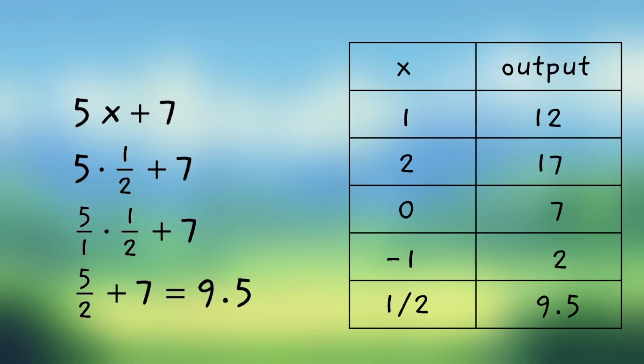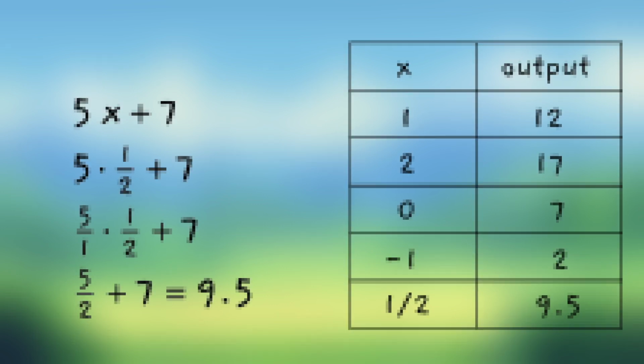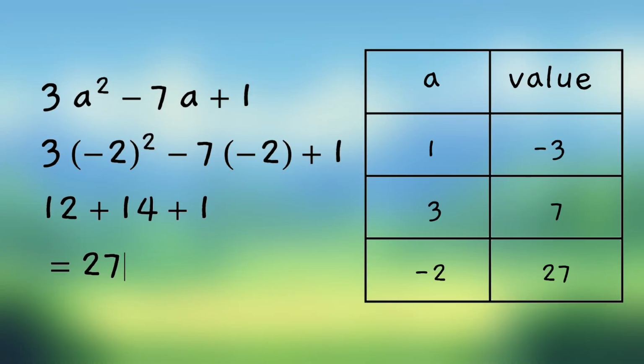So to recap, let's quickly flip through all the algebraic expressions we looked at. The first one was 5x plus 7. It just simply said perform the calculation 5 times whatever number you want plus 7. The second expression we looked at was 3a squared minus 7a plus 1. Here the variable was a, it doesn't matter which letter we use, and this recipe was take 3 times whatever number you want squared minus 7 times that number plus 1.